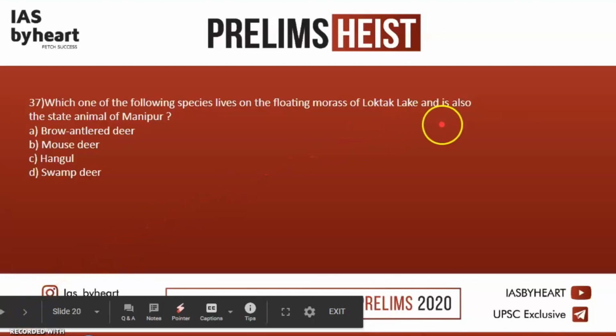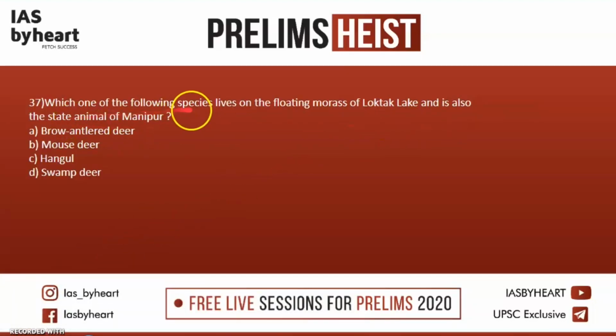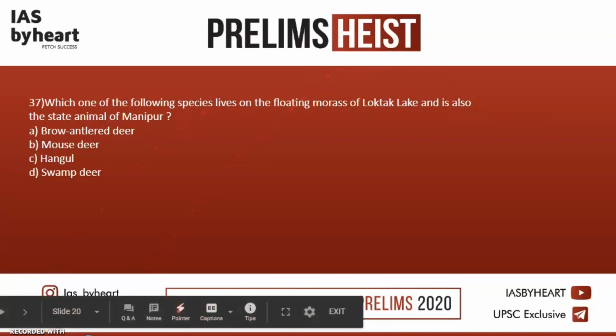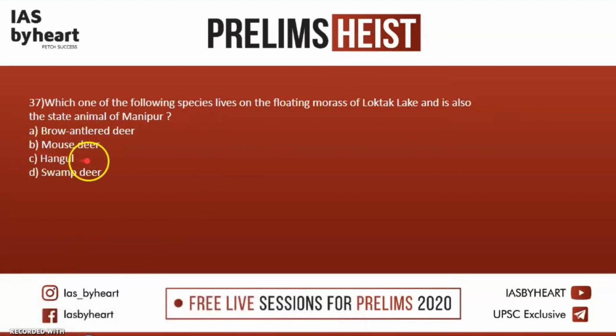Our next question is, which of the following species lives on the floating morasses of the Loktak Lake and is also the state animal of Manipur? Option A, brown antlered deer, B, mouse deer, C, hangul, D, swamp deer. See, there will be one keyword, the state animal of Manipur. So the state animal of Manipur is Sangai deer. That's nothing but it is also known as brown antlered deer. It's an endemic species of that Loktak Lake.